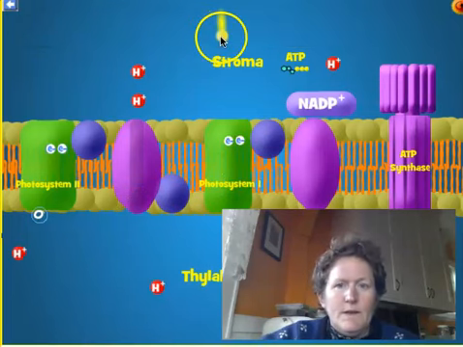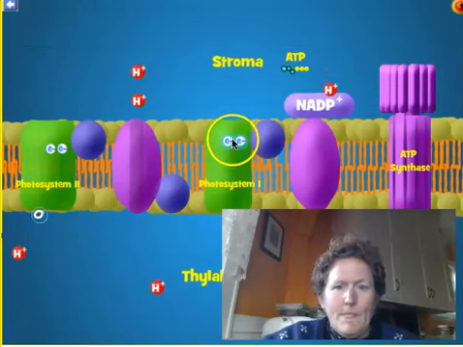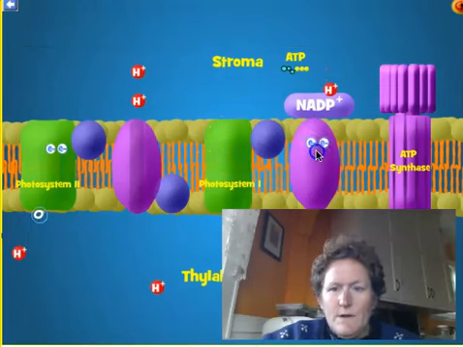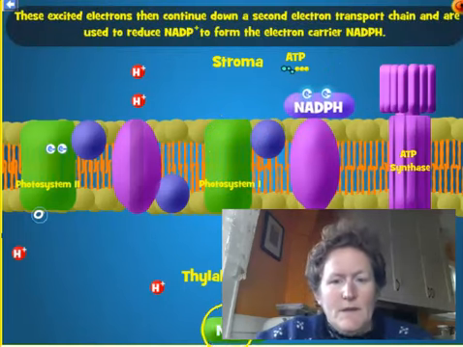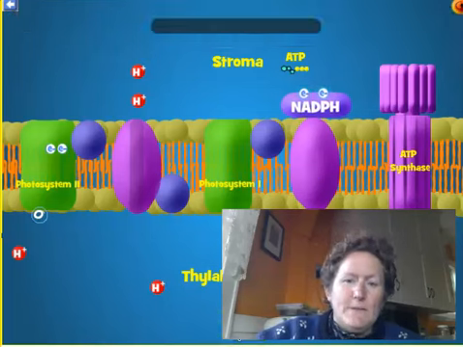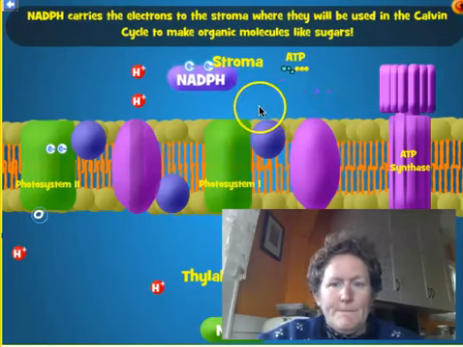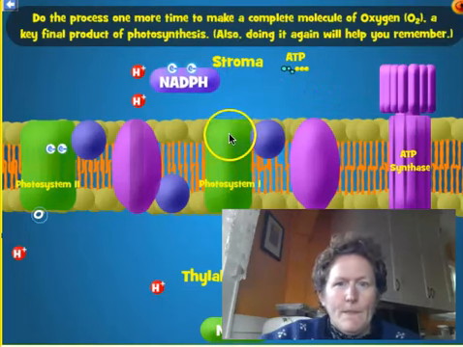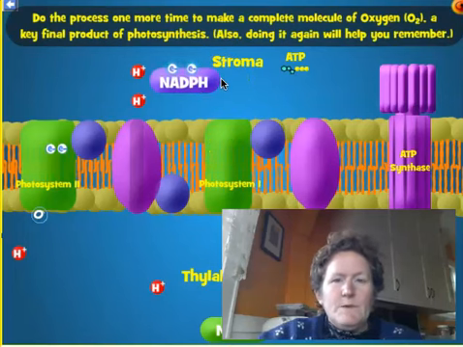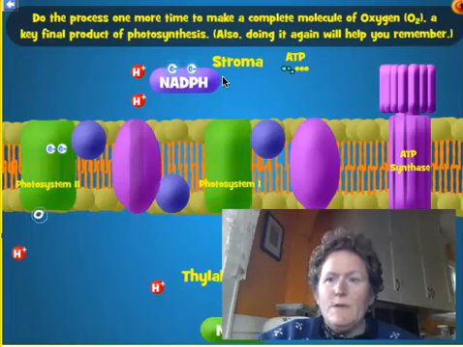Now we need some more light to continue to power up this process. We'll move the electrons over here. They'll add some electrons to NADPH, and that's used later to make some sugars. We'll skip doing the process a final time. You can do that on your own.